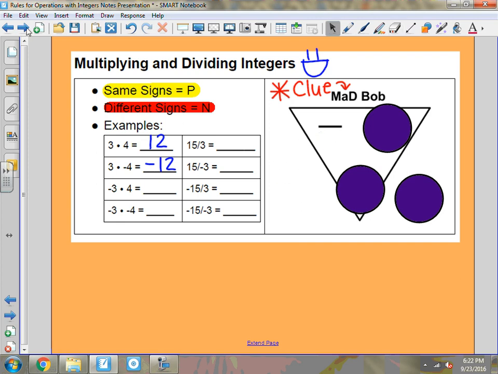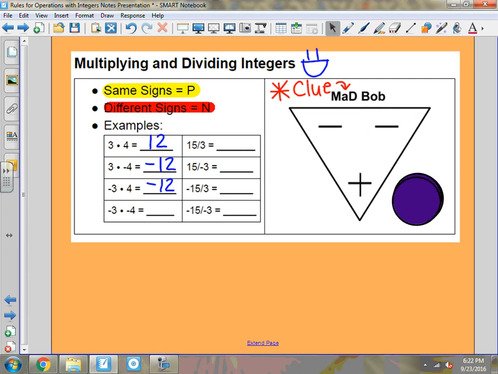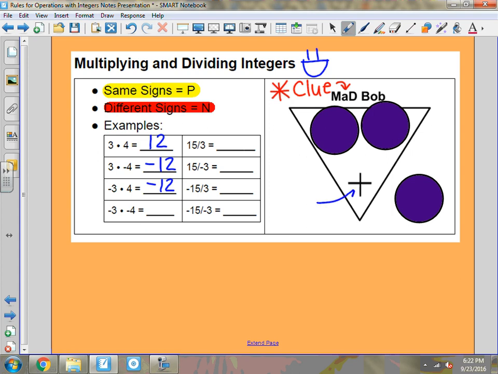If you take a look at the next problem, the signs just switched to negative 3 times 4. So we're going to cover up the negative first, then the positive, and still get a negative answer, negative 12. The signs are different. Mad Bob can help us do the last problem, where we have a negative times a negative. And if you look at your notes up top, it says the signs are the same, it's positive. We covered up both of Mad Bob's eyeballs and we only have a positive left. So a negative times a negative, because they're the same, is a positive 12.